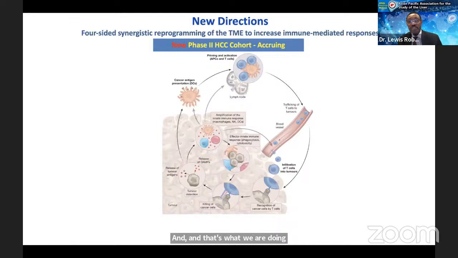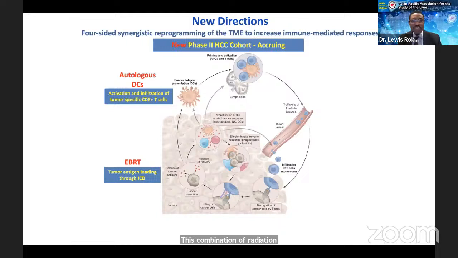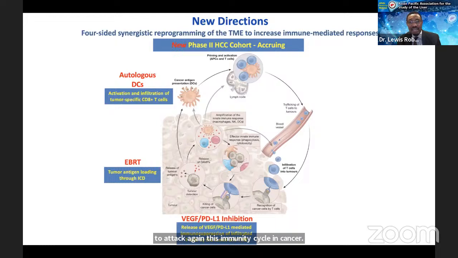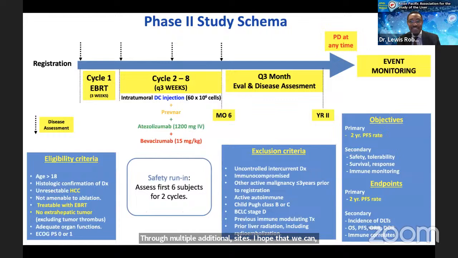And that's what we are doing currently. We've started a phase two in the HCC cohort, adding atezolizumab to this combination of radiation therapy and dendritic cell injection. So just to make the point that we are trying to attack again this immunity cycle in cancer through multiple additional sites, in hope that we can further boost the response to immune-based therapies. And I think I'll stop here and see if there are questions.